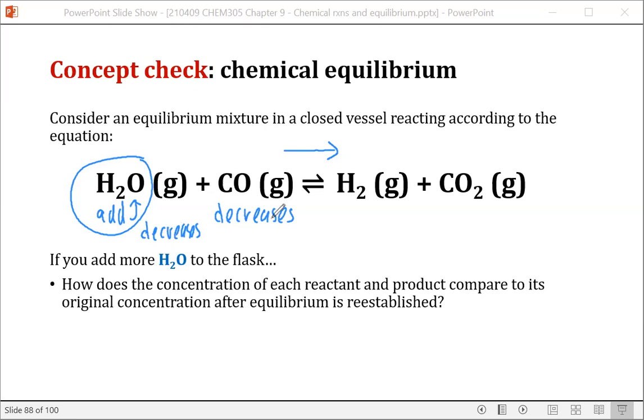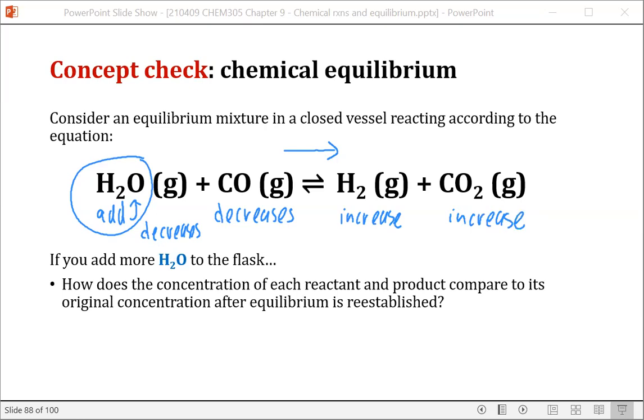But both of their concentrations are going to decrease because our stress of adding extra H2O is going to push the reaction to the right, so the stress is reduced. When we push the reaction to the right to make more products, the concentration of H2 is going to increase, and the concentration of carbon dioxide, CO2, is also going to increase.